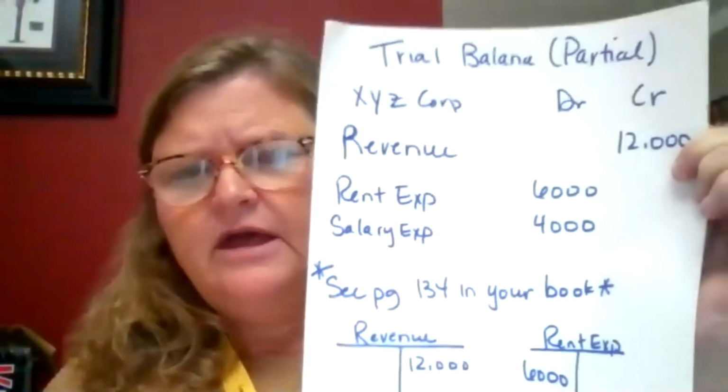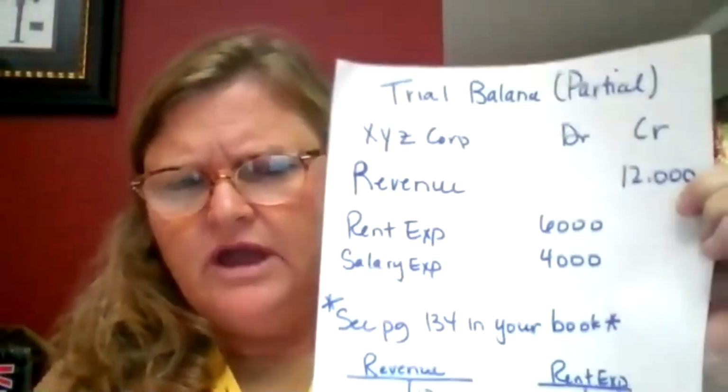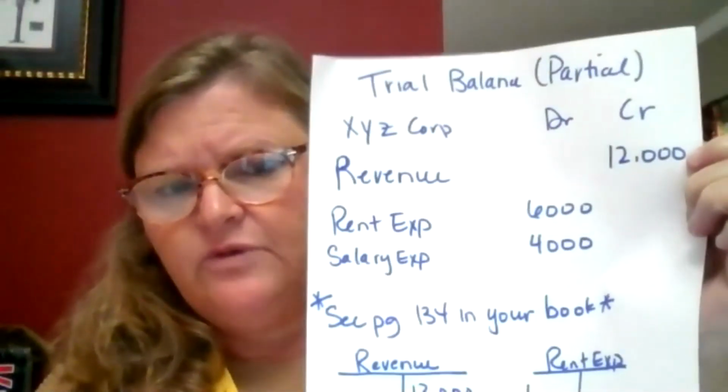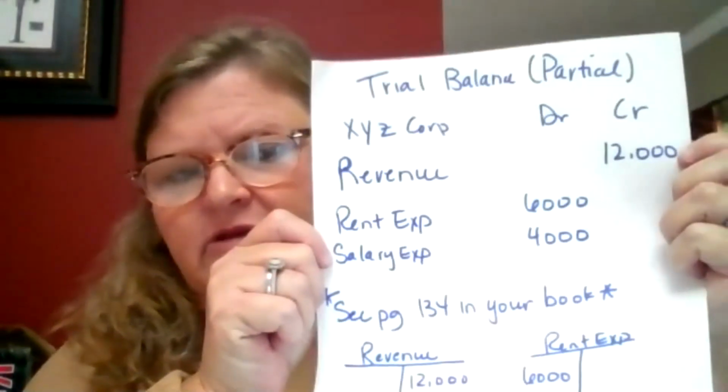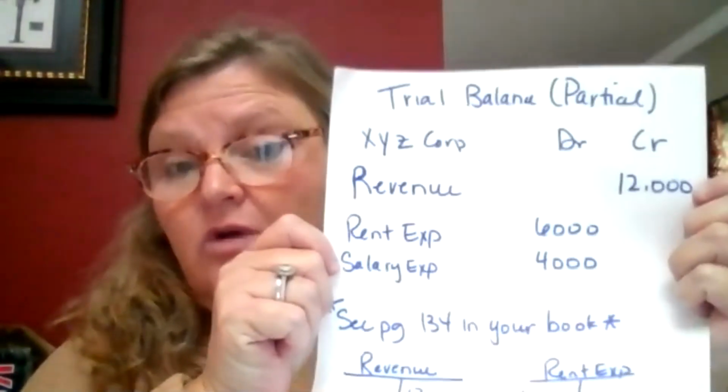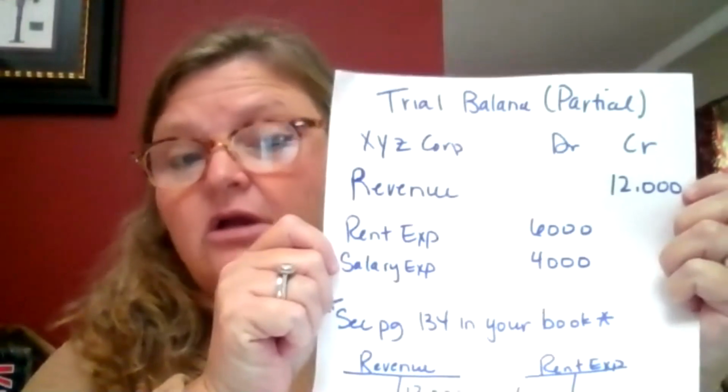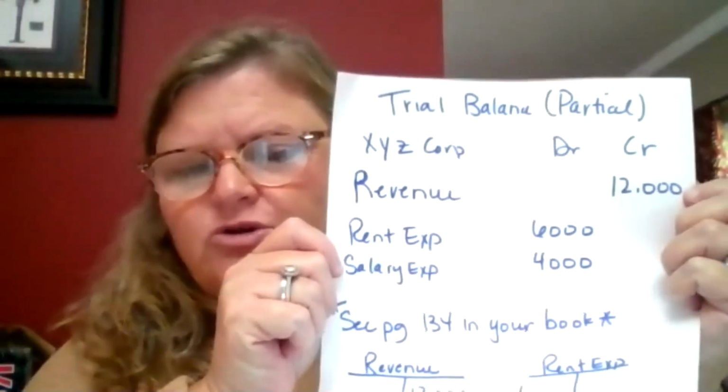So we'll go back to that. Say we have a company right here. Y'all see that? The XYZ company, okay? And they have revenue of $12,000, rent expense of $6,000, and salary expense of $4,000, okay? This is their trial balance. It's just a little partial one.